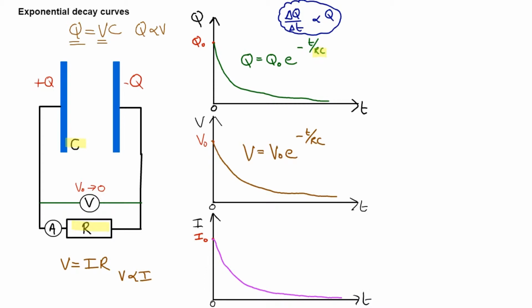And finally, the graph for the current. Well, that's the same again. The current at any particular time is the initial current times e to the minus t over RC. So, three very similar equations for three different quantities in a circuit which shows the discharge of a capacitor. So this is for the discharge of a capacitor.